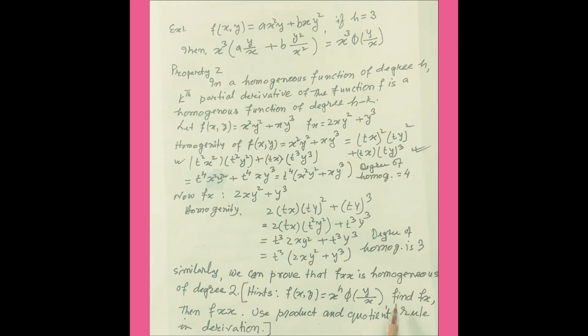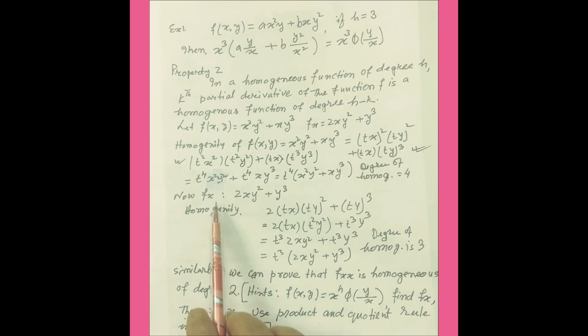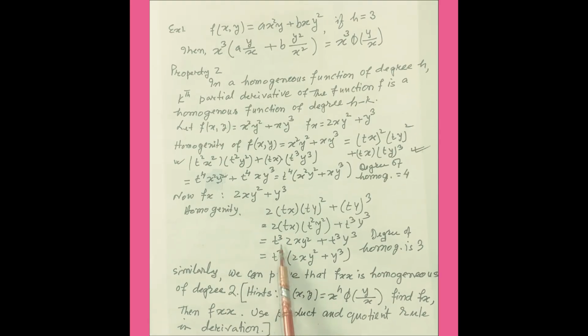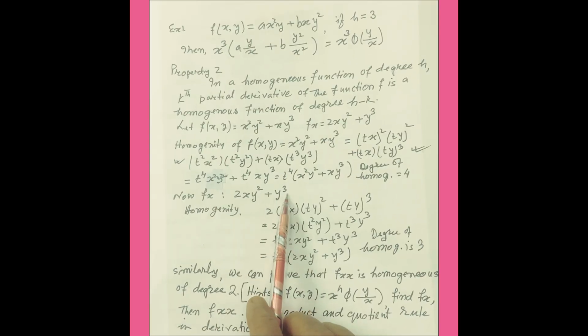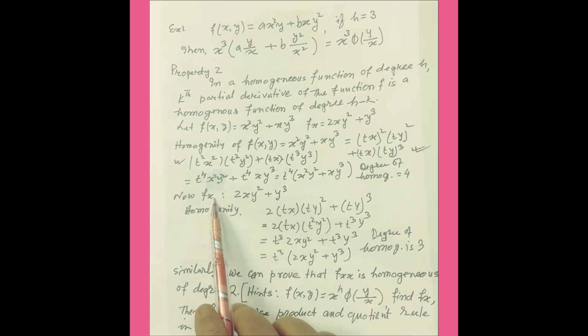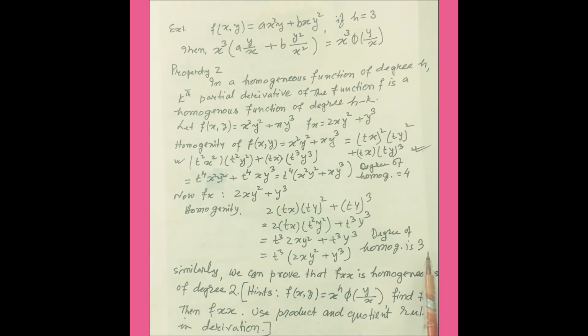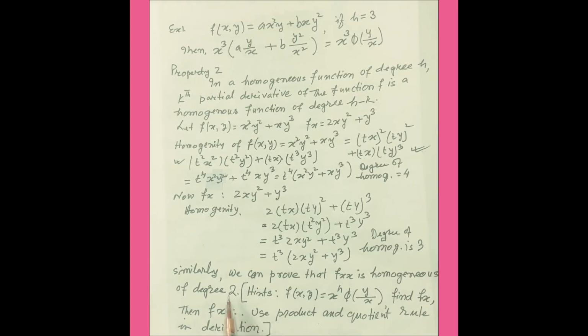Now it is said that if we find out the fxx, that means our derivative fx is this, ultimately fx is this. Now if we find out fxx and test the homogeneity, it is said that the homogeneity will be less 1 of this. That means the degree of homogeneity will be 2.